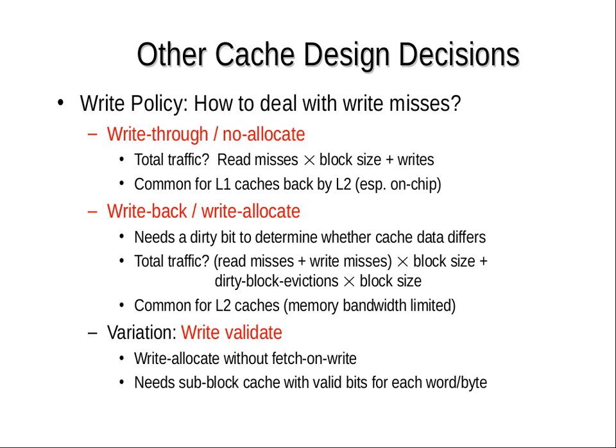Then there's write validate: write allocate without fetch on the write. So instead of writing it straight to main memory, you put it into your cache, and then you mark it as dirty without actually going out to main memory and reading anything. The only issue with this is you have to mark that all your other elements in your cache line are not valid. Do you understand what I mean by that?